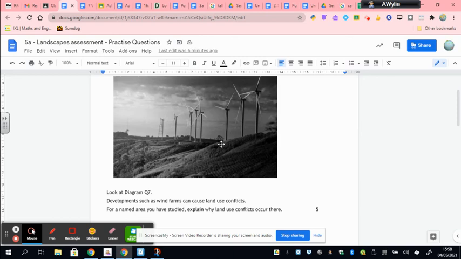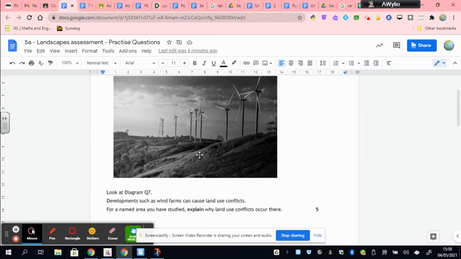The key here is not just telling me about the conflict between the different users, but why there is a conflict. You are explaining why that conflict exists. And it doesn't have to be 5 different conflicts. It could be the same conflict as long as you can give me 2 or 3 reasons for why those people are in conflict with each other.